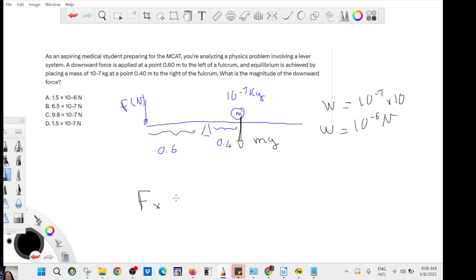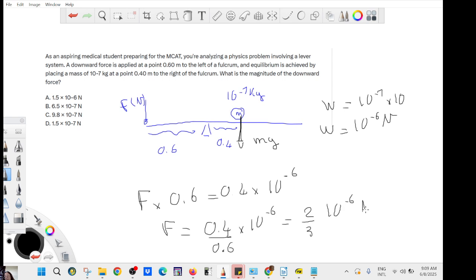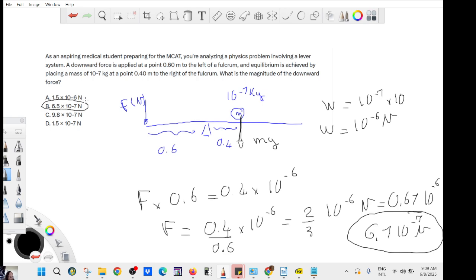So it's going to be the force times 0.6 equals 0.4 times 10 to the negative 6. So the force is 0.4 divided by 0.6 times 10 to the negative 6. So that's 2/3, right? So 2/3 times 10 to the negative 6. So it's going to be 0.67 times 10 to the negative 6. So it's about 6.7 times 10 to the negative 7 Newton. So it's just to make sure you know your scientific notation. So the answer will be this one.